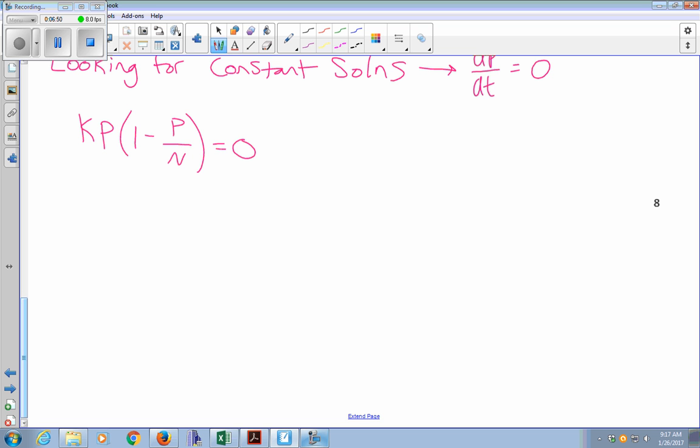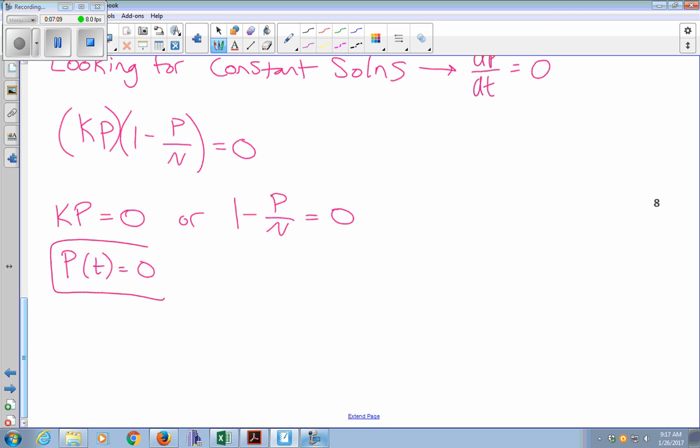So this is a product, right? When you multiply two things together and the answer is 0, set each factor to 0 separately. So you get kp equals 0, or 1 minus p over n equals 0. Solve each of these. So p of t equals 0. That's a solution to the logistic equation. That makes sense. If there are no people, then the rate of growth will be 0.